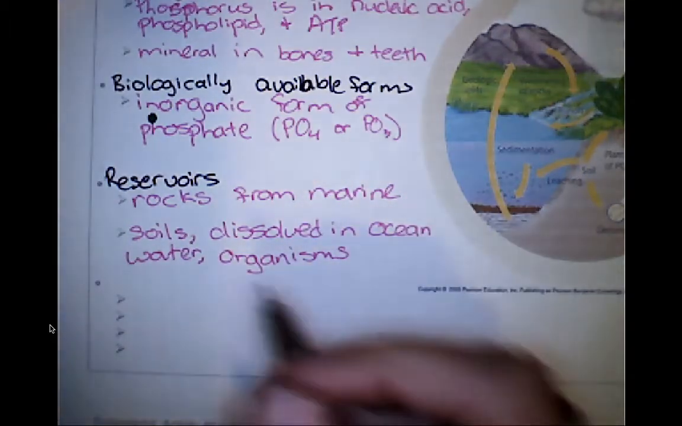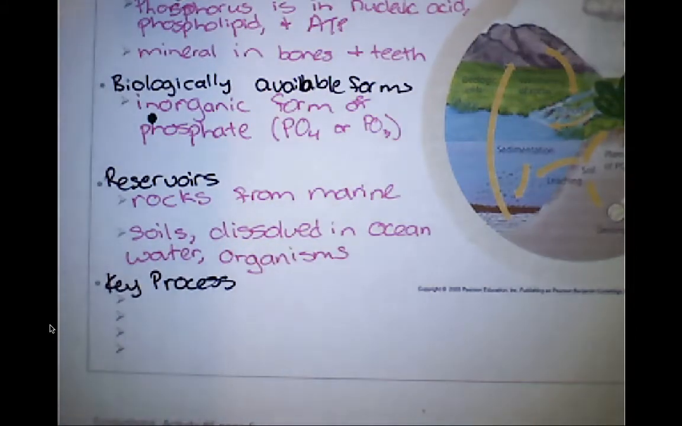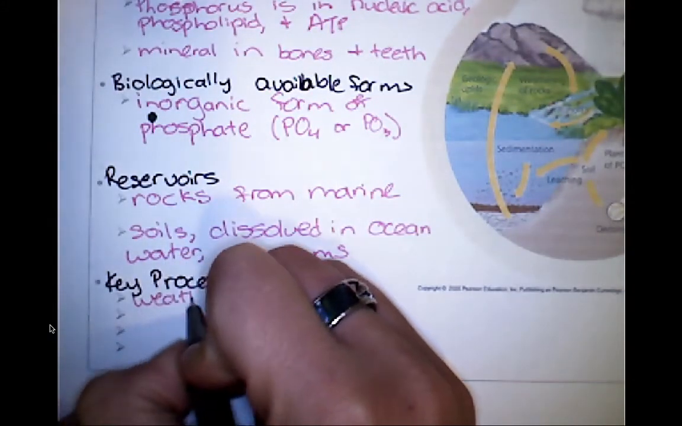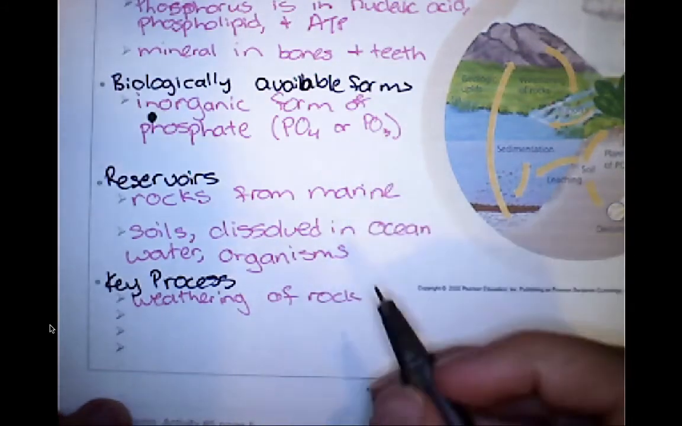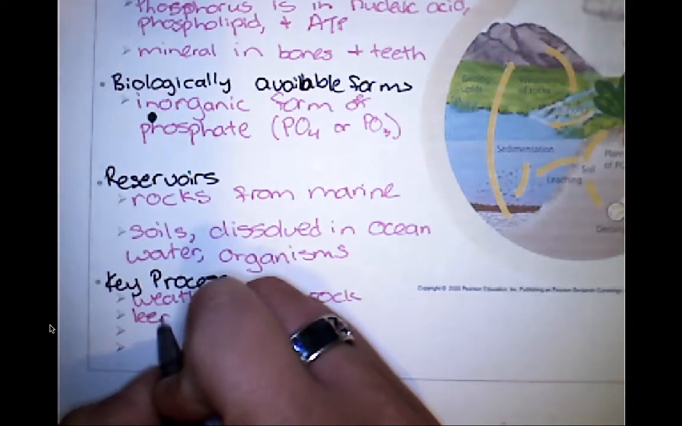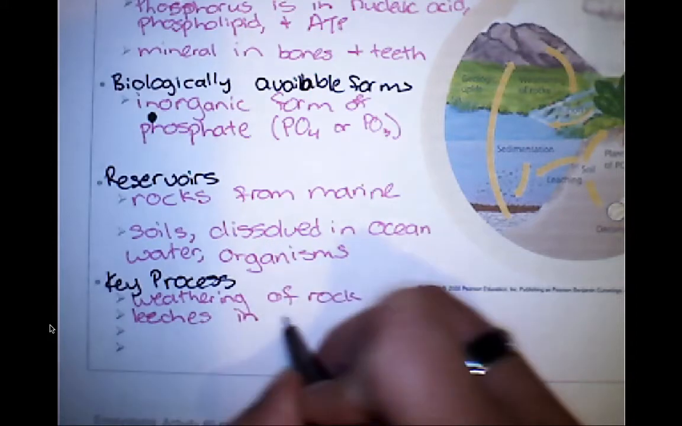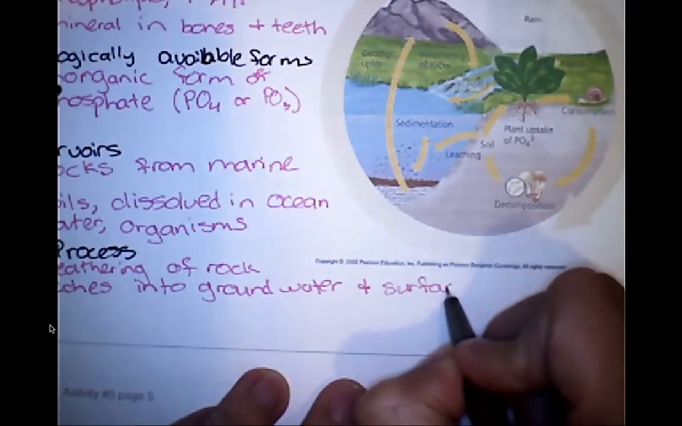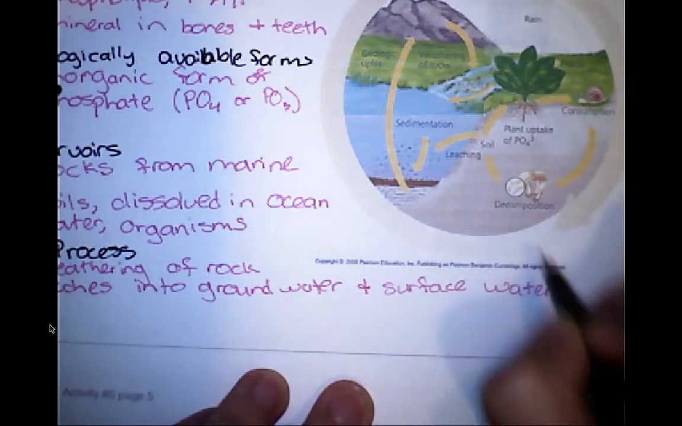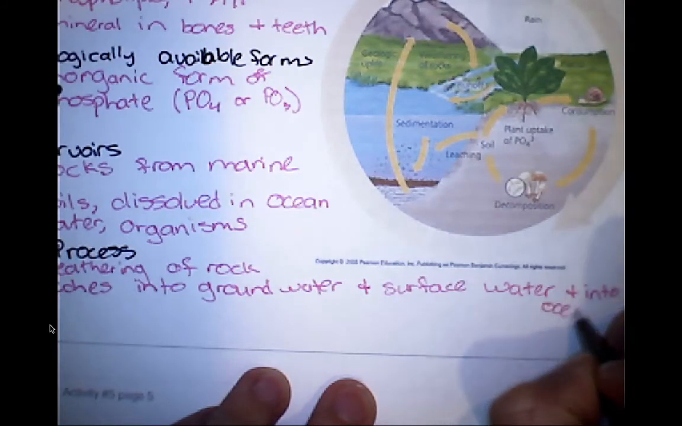Some of the key processes involved in how the phosphorus cycle goes around is weathering of rocks. So as rocks break down, you're going to start to get more and more phosphorus. Some leaches into groundwater and surface water, and then gets into the ocean. That's what it's showing right here in the cycle.